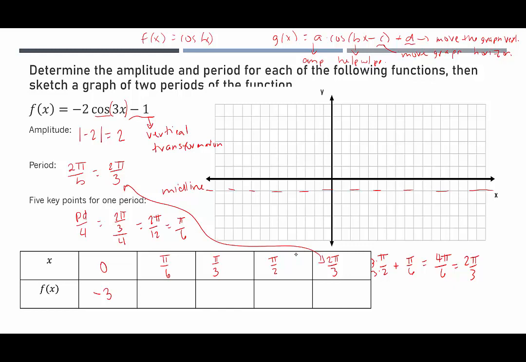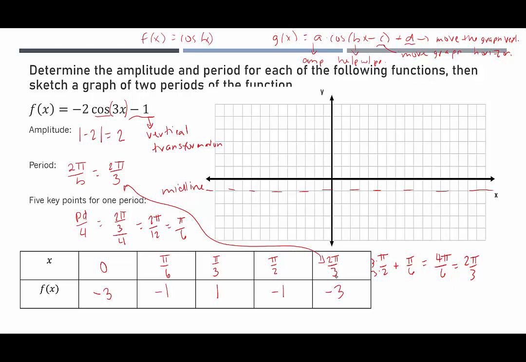Okay, so now filling in the y values. So remember what's happening here. We're starting at the minimum because the A is negative. And we're starting 2 units below the middle line, where the middle line is at -1. Now we go back to the middle line, so we're going to go to -1. We're going to go up to the top, which will be 2 units bigger than -1, which is 1. Go back to the middle line and back to the bottom where we started.